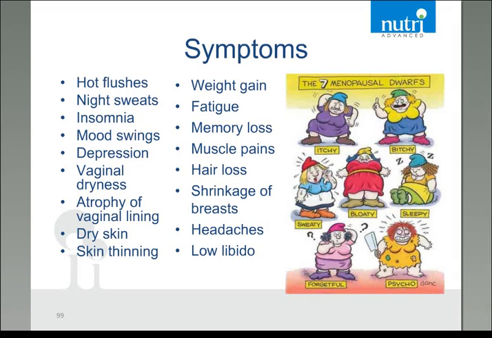So symptoms can include hot flushes, night sweats, insomnia, mood swings, depression, vaginal dryness and atrophy of the vaginal lining. I've got a client at the moment who's had a surgical menopause. She's got such horrendous vaginal atrophy that she's bleeding continually, and she keeps picking up infections because she doesn't have the mucus down there to keep her hygienic. Dry skin, skin thinning, weight gain, fatigue, memory loss, muscle pains, hair loss, shrinkage of the breasts, headaches, and low libido.